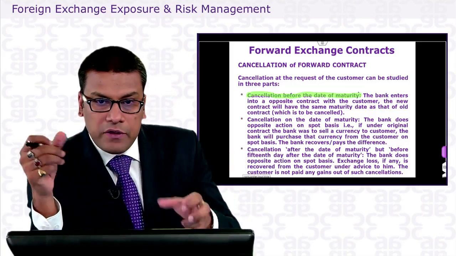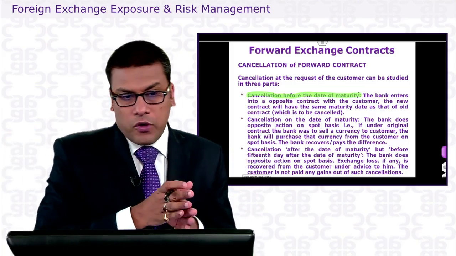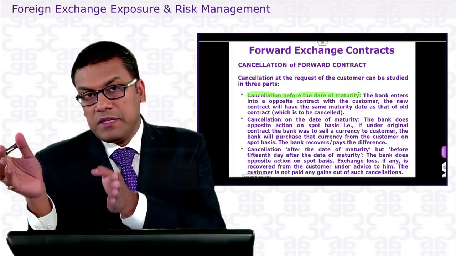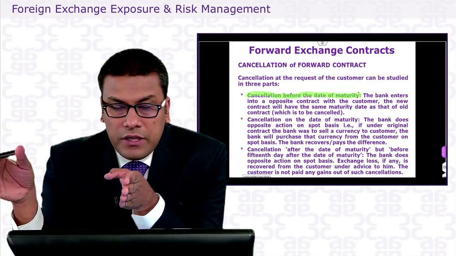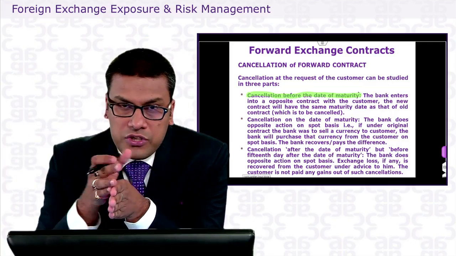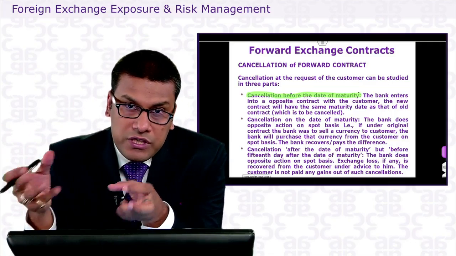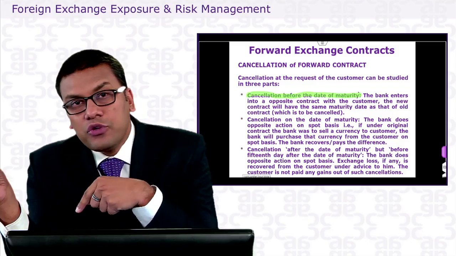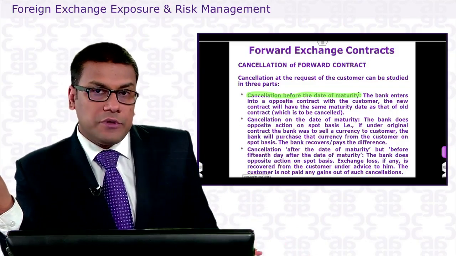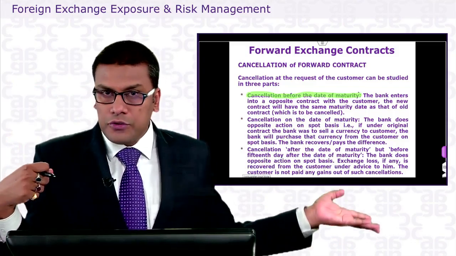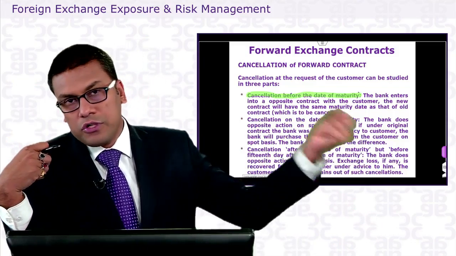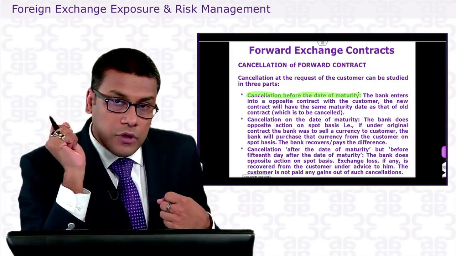The new contract will be of the same maturity. So if the original contract was for 2 months and you come after a month saying you want to cancel the contract, and you were purchasing, the bank would sell. The bank would enter into a sell contract of 1 month maturity to meet the obligation it has taken from you, because what it is going to get after 2 months it was supposed to offload to the market.